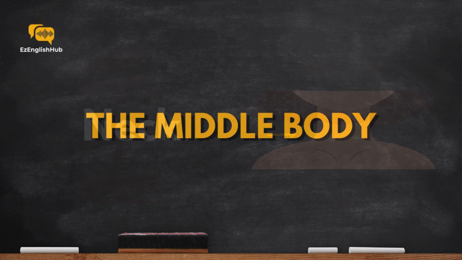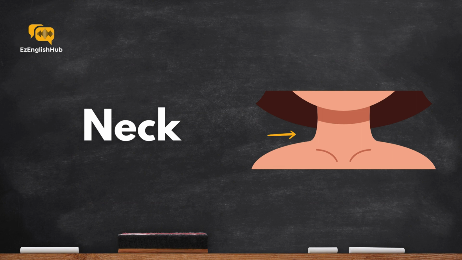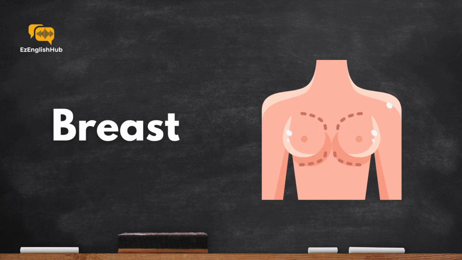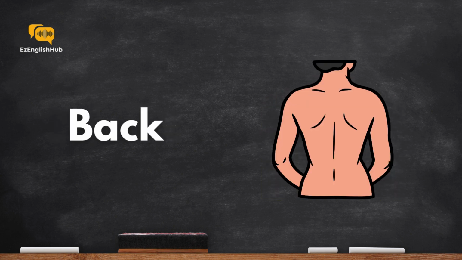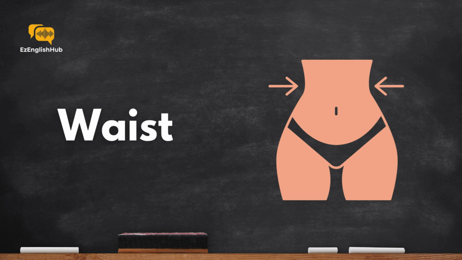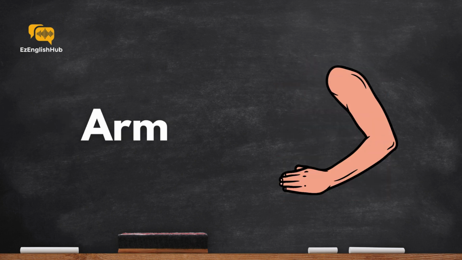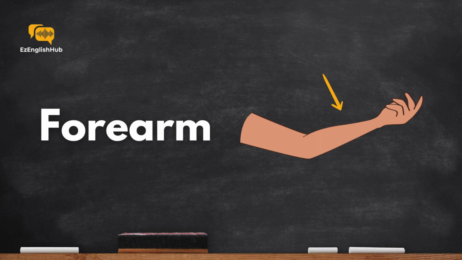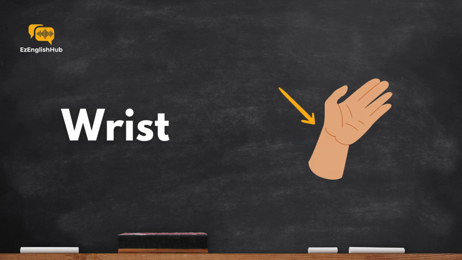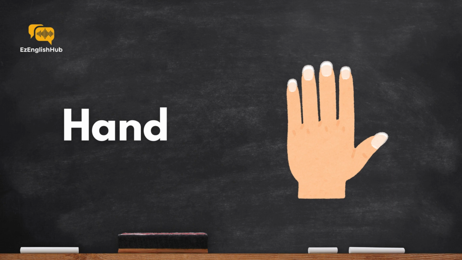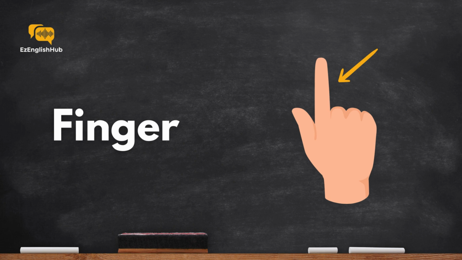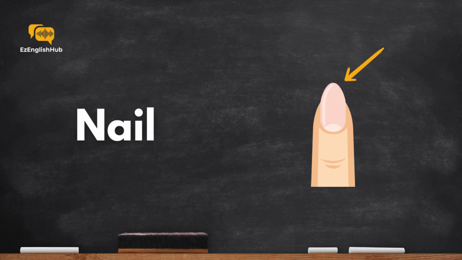Listen and repeat after me. Neck, shoulder, chest, breast, back, belly, waist, arm, forearm, elbow, wrist, hand, palm, finger, nail, thumb.